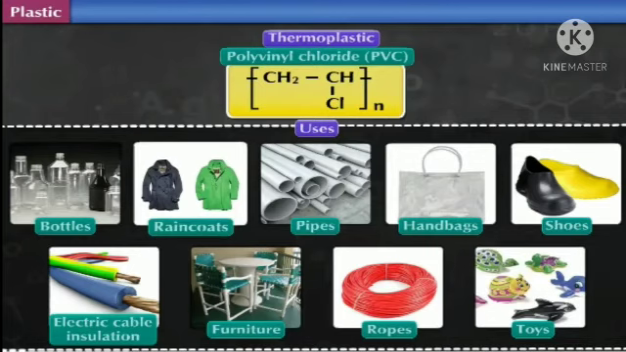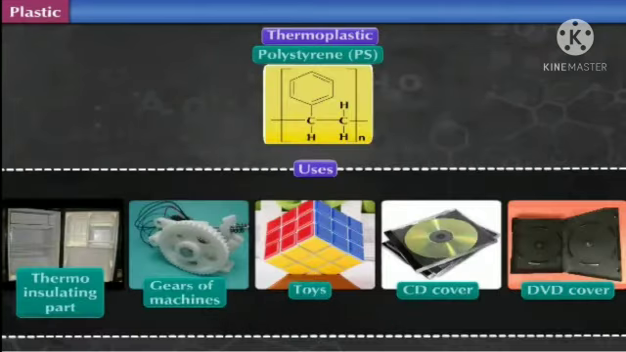Thermoplastics have some subtypes. The first one is polyvinyl chloride. It is used in the manufacturing of bottles, raincoats, pipes, handbags, shoes, electric cable insulation, furniture, ropes, toys, etc. The second subtype is polystyrene. It is used in the manufacturing of thermo-insulating parts of electric appliances such as refrigerators, gears of the machines, toys, protective covering of CD and DVD, etc.